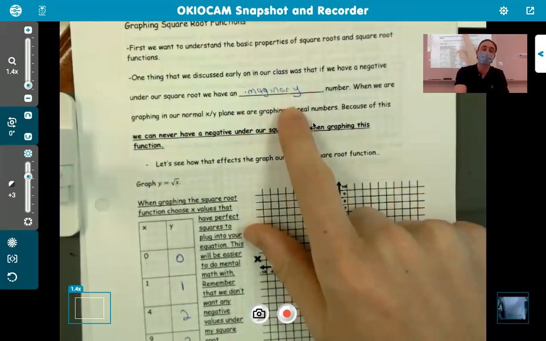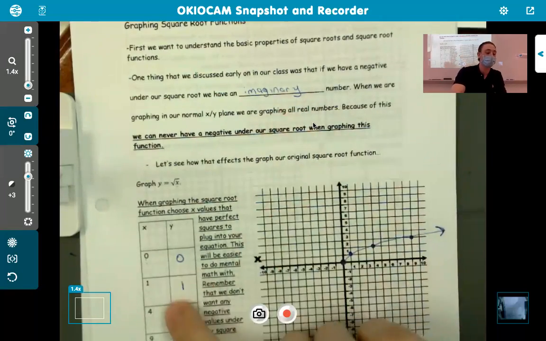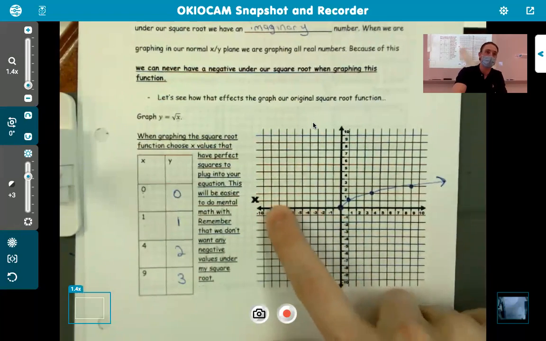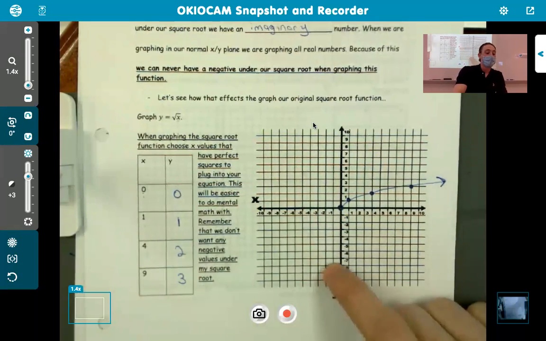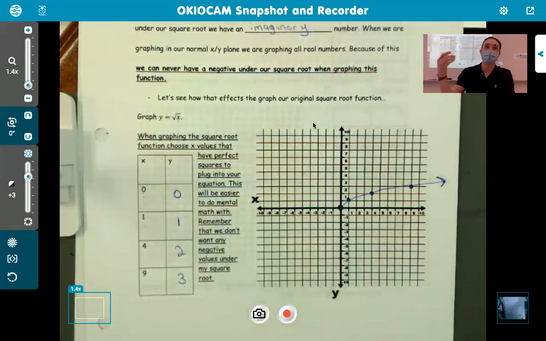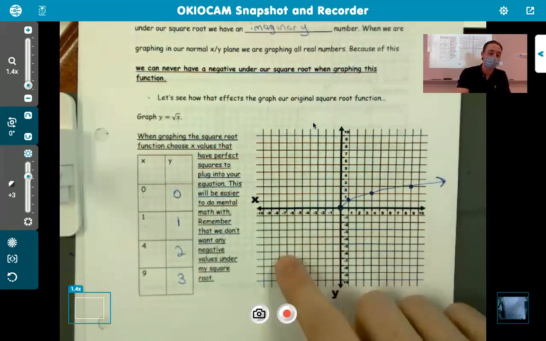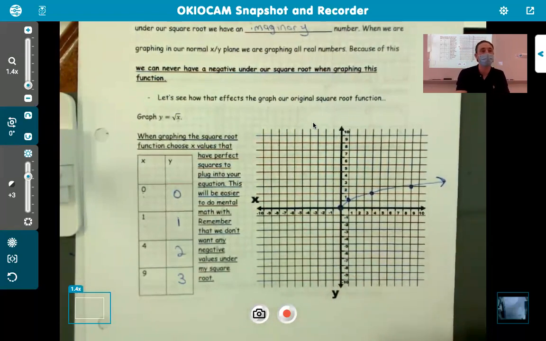We don't want any negative numbers under our square roots, so we didn't choose any negative x values. Notice that there's no point on the negative x axis because of that, okay? If you don't plug in a negative x, chances are you're not going to get a negative y. So notice that there's no y values that are negative for this function either, okay?